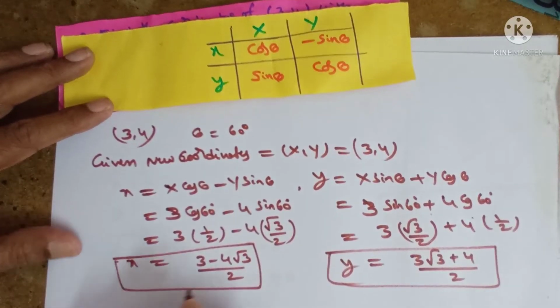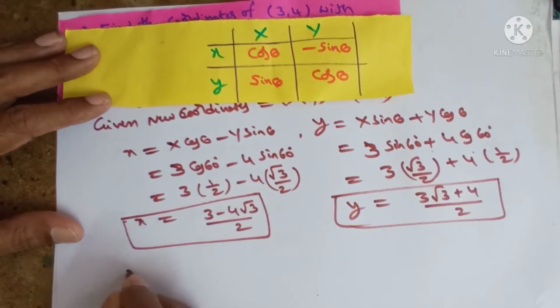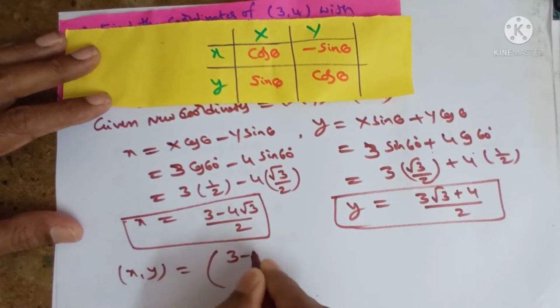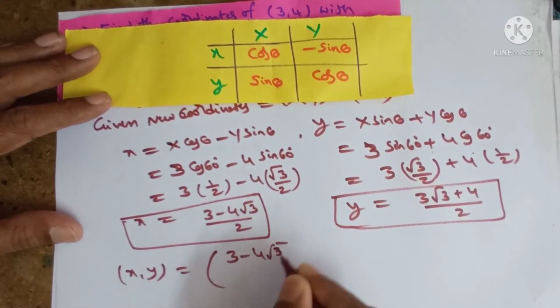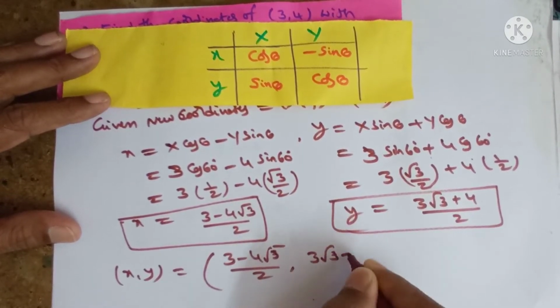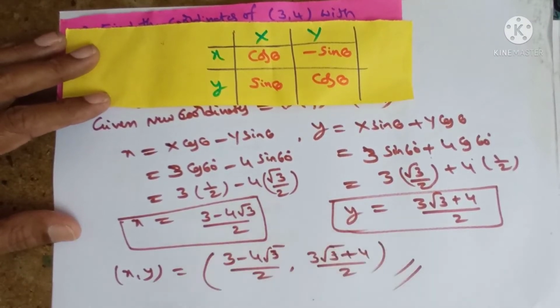So, original coordinates. What are the original coordinates? x, y is equal to (3 minus 4 root 3) by 2, comma, (3 root 3 plus 4) by 2. This is the final answer.